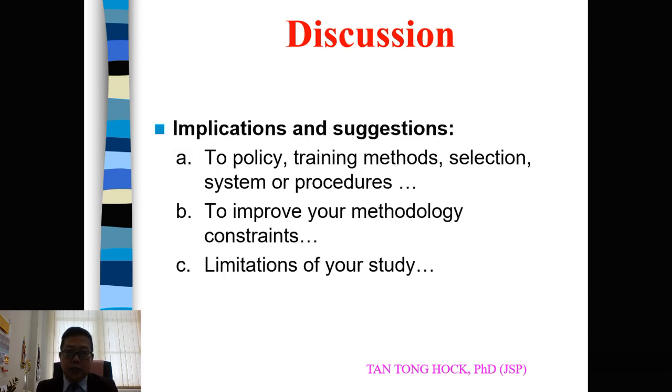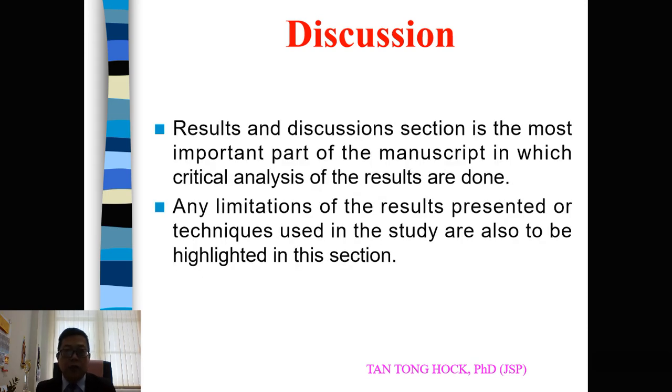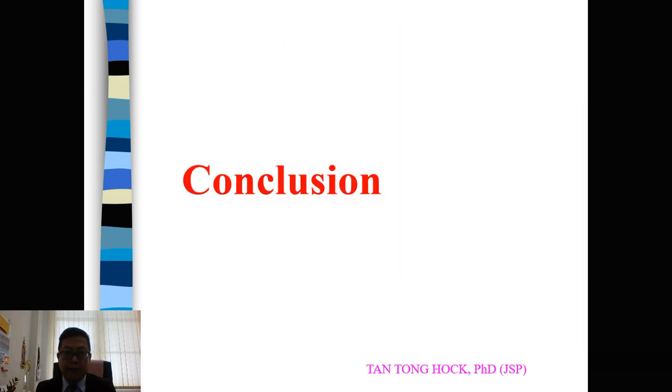In the implication and suggestion, you might give examples like policy, training, method, selection, system or procedure, or ways to improve your methodology, constraints or limitations of your study. The results and discussion section is the most important part of the manuscript, in which critical analysis of the results is done. Any limitation of the results presented or techniques used in the study should also be highlighted in this section.